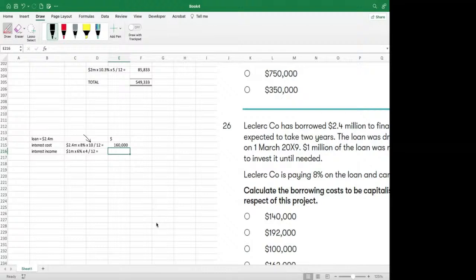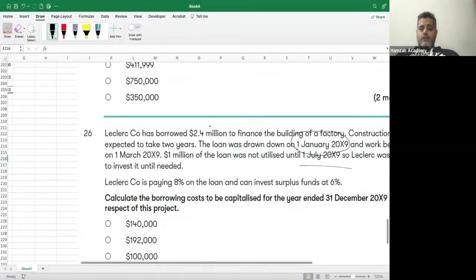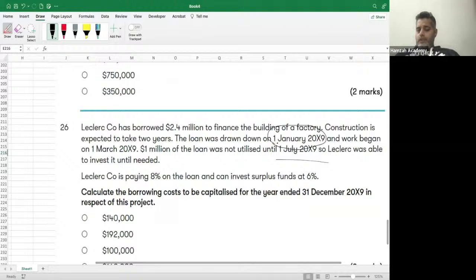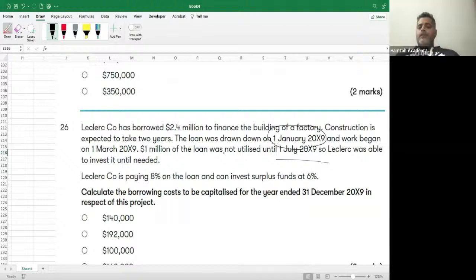I guess you didn't know that you'll be using the funds. You'll not be using the 1 million until 1st March. No, look over here. Read the question again. The loan was drawn on 1st January, right? And 1 million of the loan was not utilized until 1st July, right? We got the loan on 1st January, and 1 million of this was not utilized until 1st July. That is for the 6 months, right?